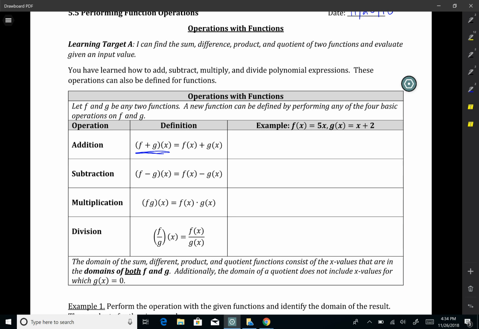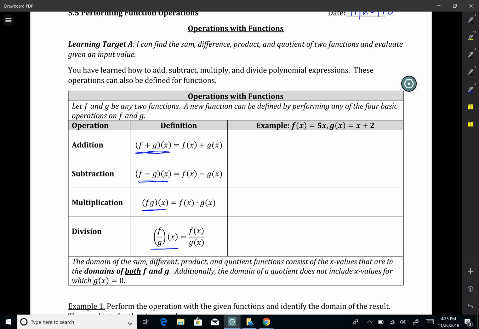If we're subtracting, we have f minus g of x. Again, that just means we're subtracting g of x from f of x. If we have multiplication, we have f times g of x. So we're just multiplying the two functions together. And if we have division, it's f over g of x. So we're taking f of x divided by g of x. So just kind of get familiar with that notation.